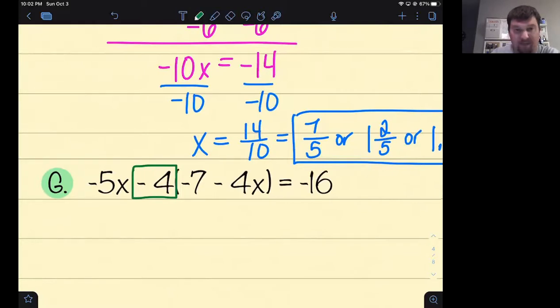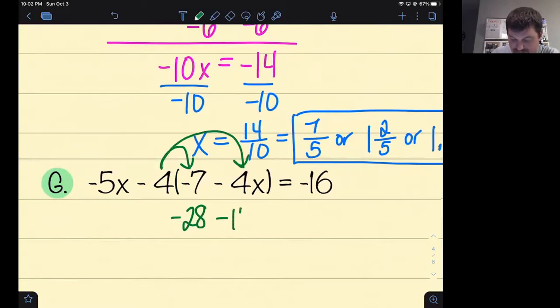And that's important because if I just distributed a 4, that would give me -28, and then 4 times -4 is -16x. Neither one of those are correct, because it's a -4. I'm actually going to get a +28 and then a +16x. So I need to make sure I'm including the sign in front. It does matter when I distribute.